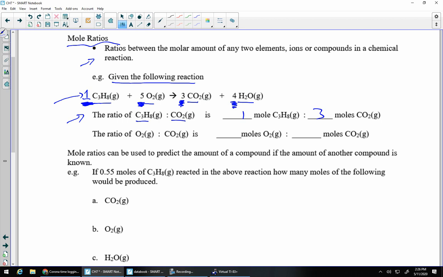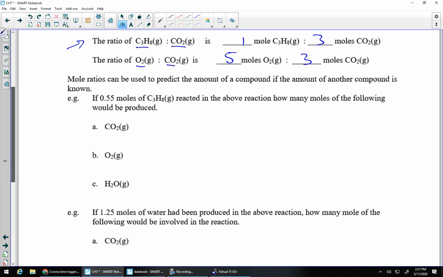The ratio of oxygen to carbon dioxide: I've got 5 moles of oxygen for every 3 moles of carbon dioxide. So every 5 moles of oxygen that reacts produces 3 moles of carbon dioxide. It's not so bad. We can use these mole ratios, and the idea that things react in simple whole number ratios, to figure out things about another compound.